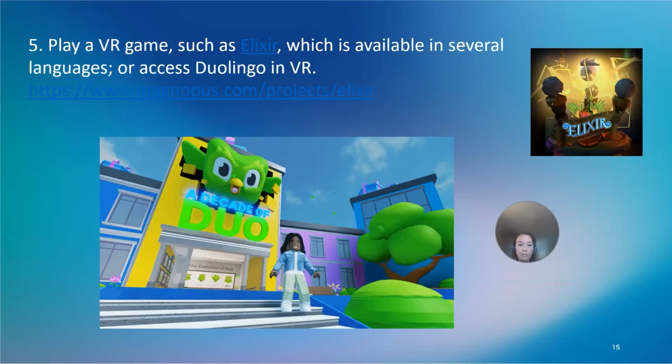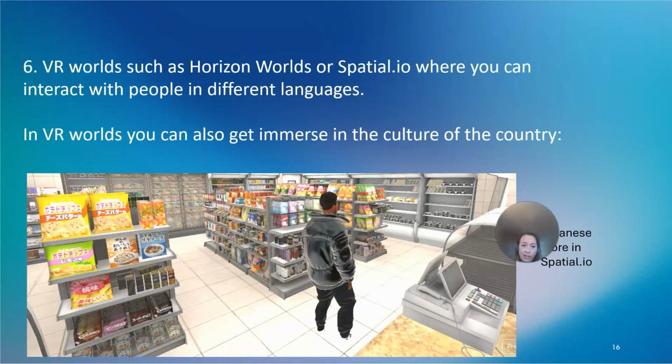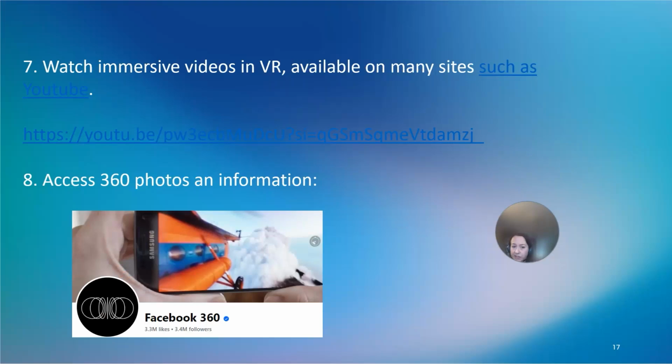Then you can also play video games like Elixir or access Duolingo in VR. There are different VR worlds such as Horizon Worlds or Spatial. Here, besides interacting with people, you can learn about the culture of different countries, as in this example of a store in a Japanese country. And you can watch immersive videos in VR that are available on YouTube, or access 360 photos and information on Facebook.